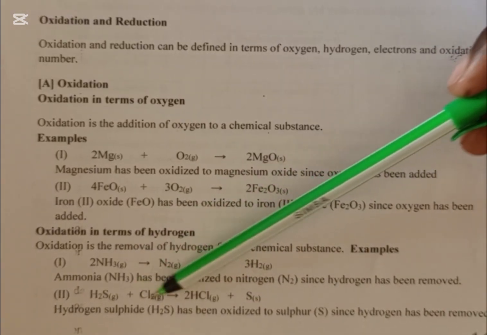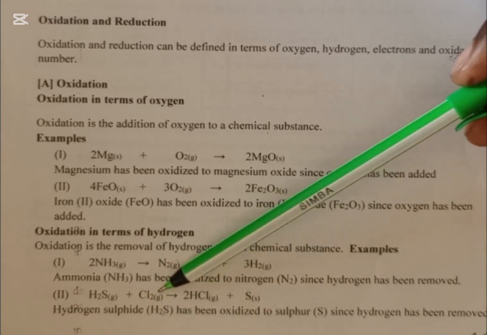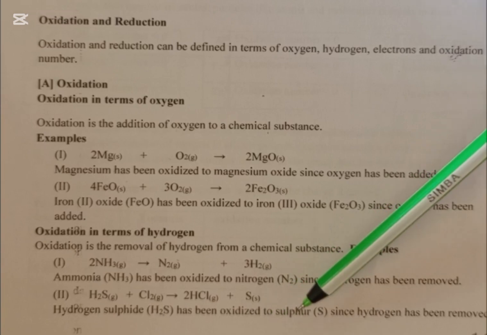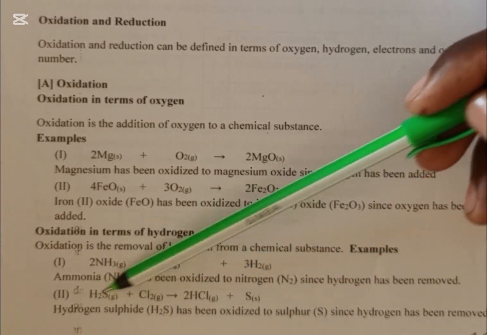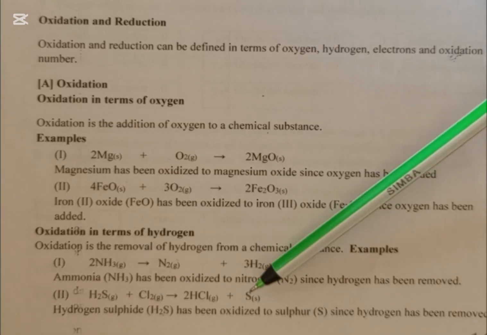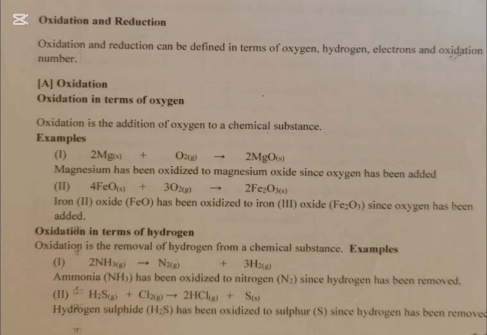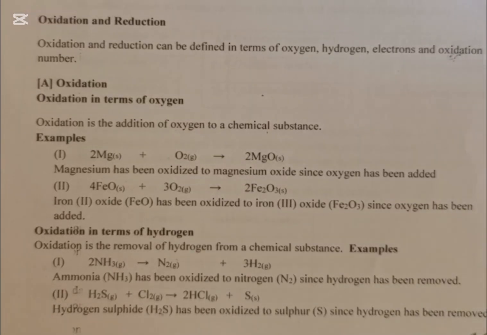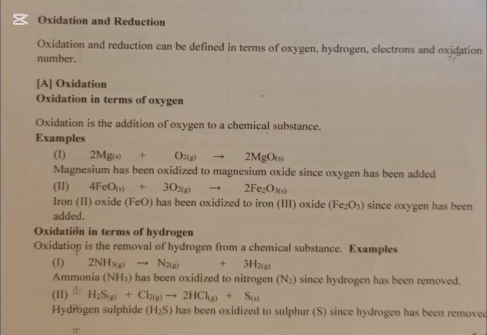A similar example here: hydrogen sulfide has been oxidized to sulfur since hydrogen has been removed. So we have removed the hydrogen from sulfur here. That's why you're able to see it alone here. So the removal of hydrogen from a substance is what you're calling oxidation. So we've looked so far at oxidation in terms of oxygen and oxidation in terms of hydrogen.